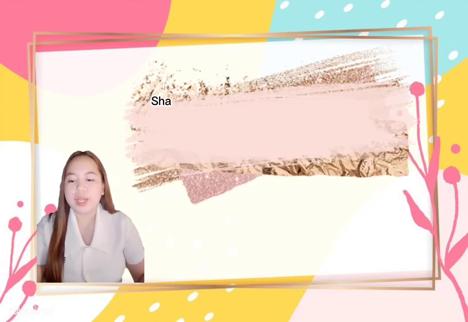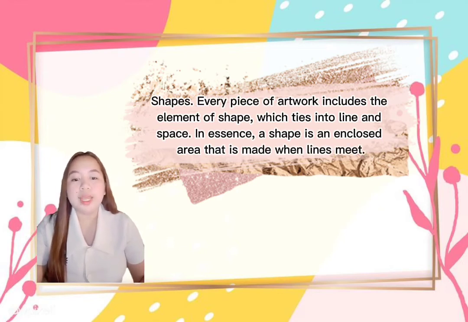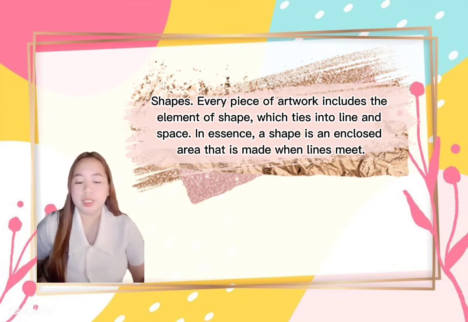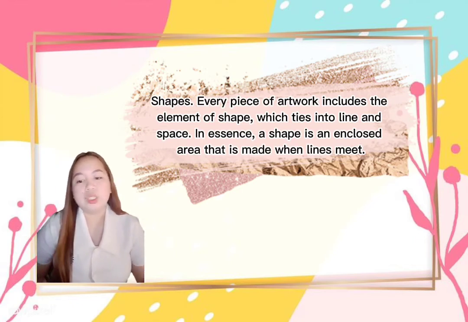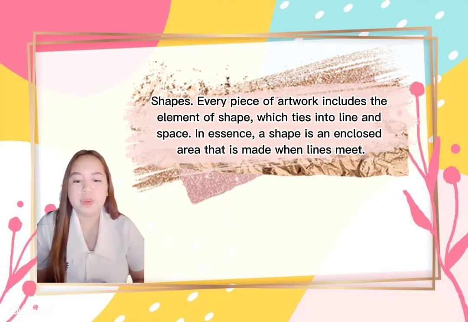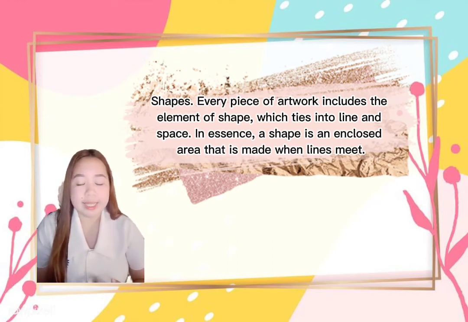So next one is the shapes. Every piece of artwork includes the element of shape, which ties into line and space. In essence, a shape is an enclosed area that is made when lines meet. When that shape takes on a third dimension, as in sculpture or some mixed media, we then also have form. Artists often train themselves to see the shapes in everything. By breaking down the basic shapes of a subject, it creates an accurate representation of it in paintings and drawings.